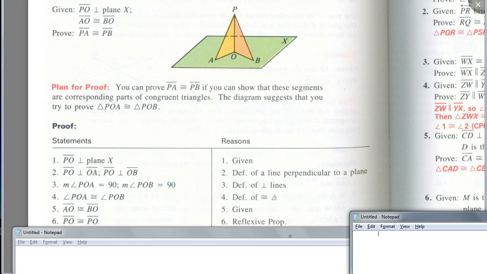Okay, now, what's our seventh line? What do we say next? Now we're ready to say that what? We said that already. We got the included angle congruent. We got the two sides congruent now. So we have shown all three parts of this triangle to be congruent.